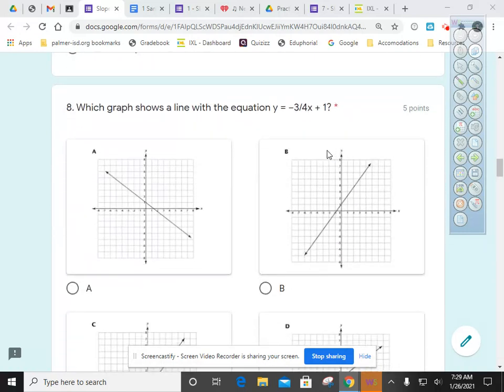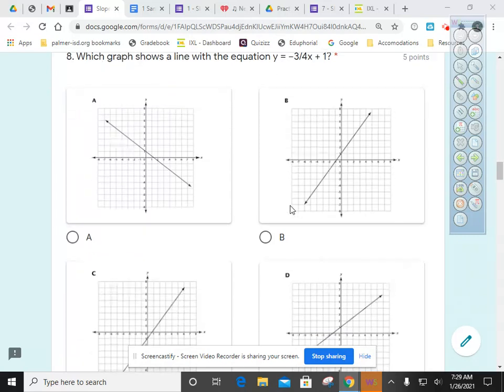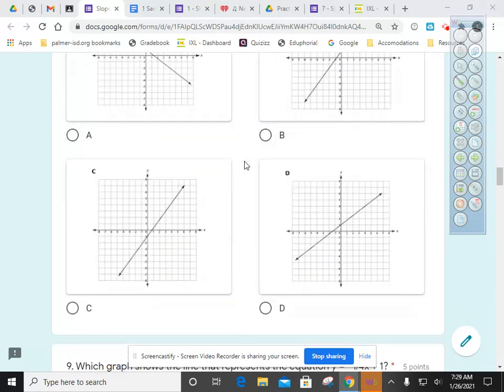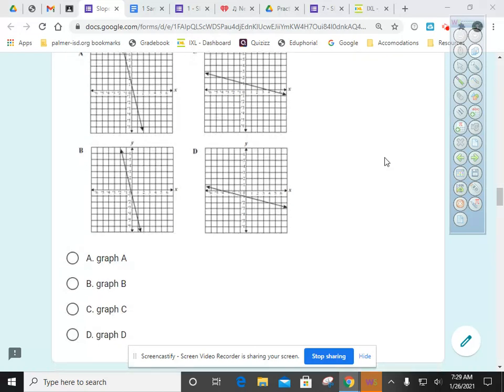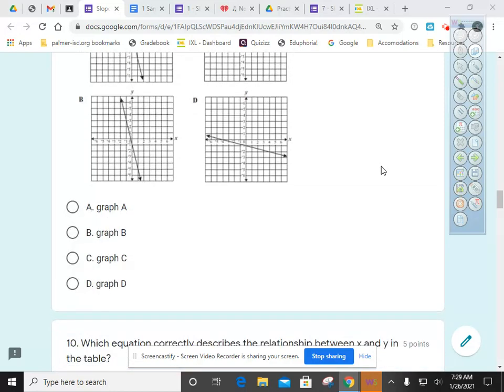Number 8, which graph shows a line with the equation y equals negative 3/4 x plus 1? Check out the graph. Make sure you have a negative slope. Number 9, which graph shows the line that represents the equation y equals negative 1/4 x plus 1? A, graph A. B, graph B. C, graph C. D, graph D.